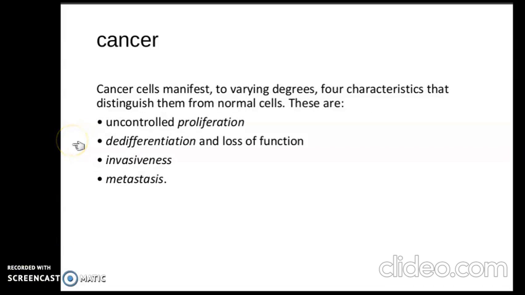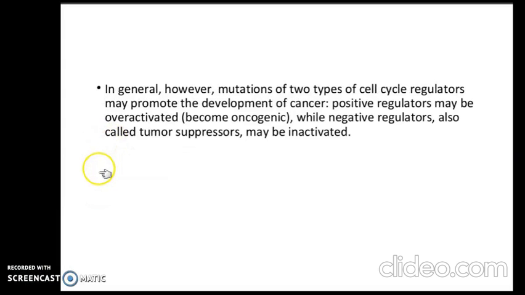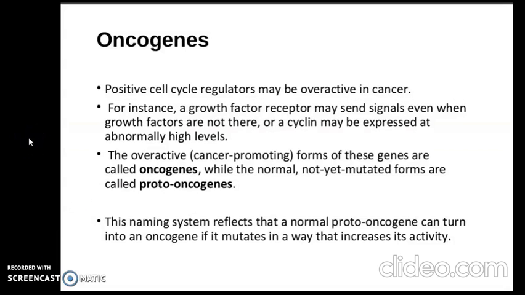Now let's see the characteristics of cancer cells that distinguish them from normal cells. The first one is uncontrolled proliferation, then dedifferentiation and loss of function, invasiveness and metastasis, that is the tendency to spread to the normal functioning cells. In general, mutations of two types of cell cycle regulators may promote the development of cancer. That is, the positive regulators may be overactivated and become oncogenic, while the negative regulators, called tumor suppressors, may be inactivated. So what are oncogenes?